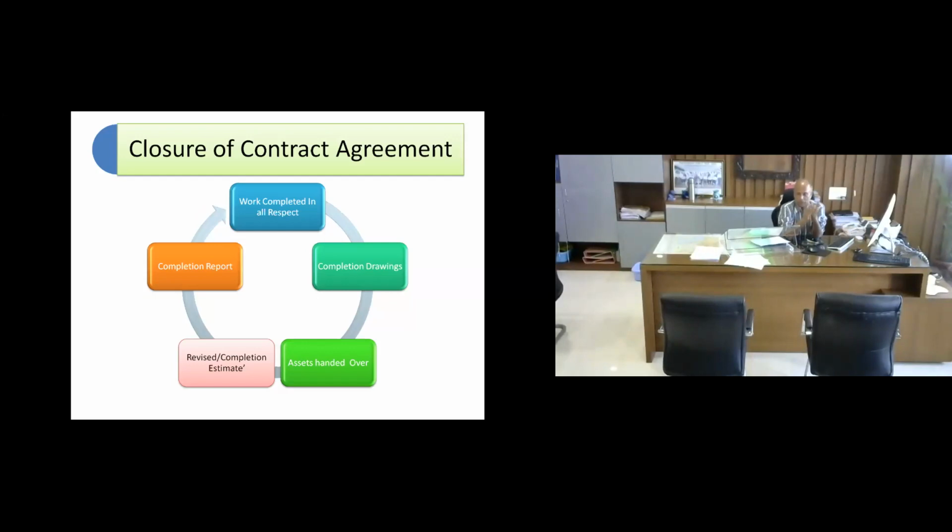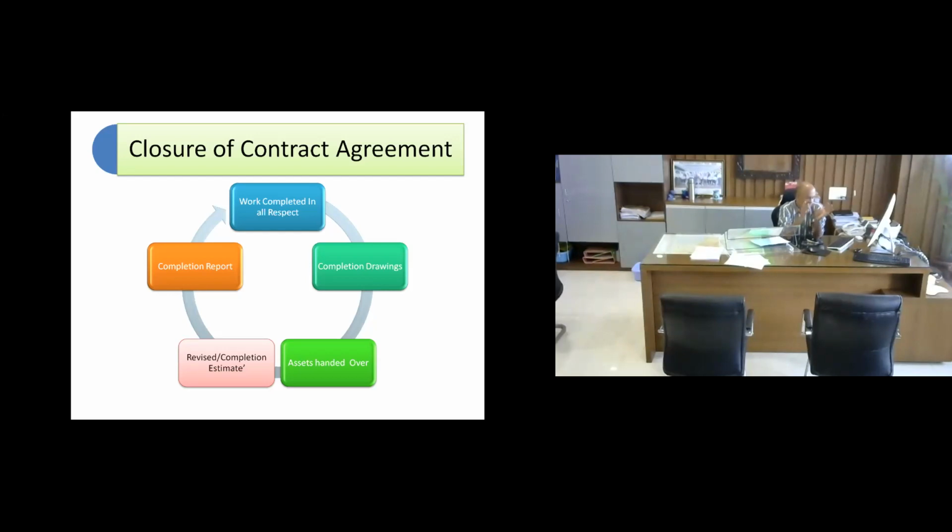One item which I think, I don't know about all the railways, but some of the railways that I have heard. Once a project is finished, that means work is completed in all respects, completion drawings are to be prepared and assets are to be handed over. Then revised completion estimates are to be drawn, completion reports are to be prepared, and financial closure of the project is to be done.